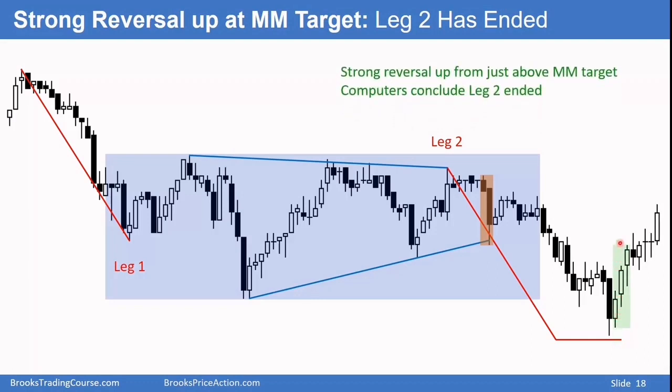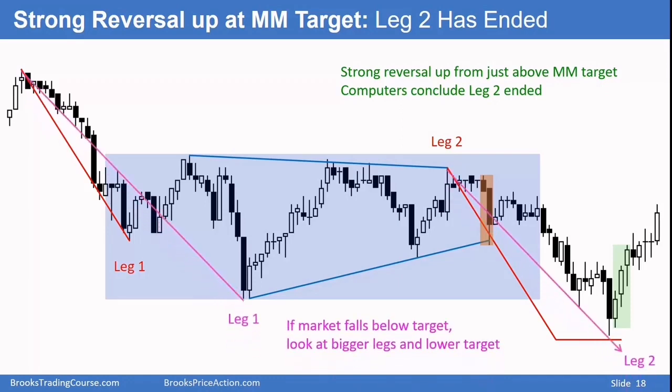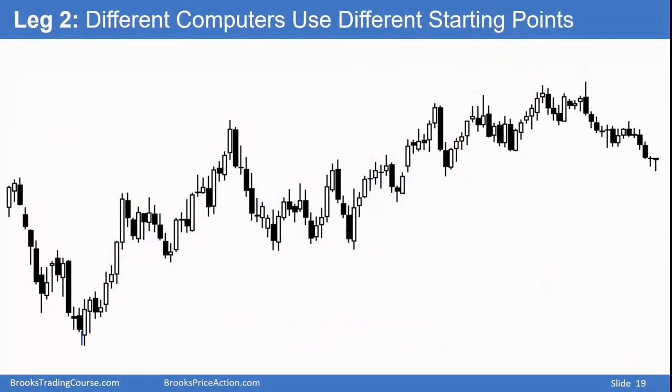We got a strong reversal up here. This is probably what the computer saw. Leg 1, trading range triangle, and then leg 2 starting here or here. Different computers use different points. The computers have different algorithms. Nothing is clear except in hindsight, but I always look at the nearest support and resistance levels first. If the market ignores them and goes through them, I then look at the next possibilities.